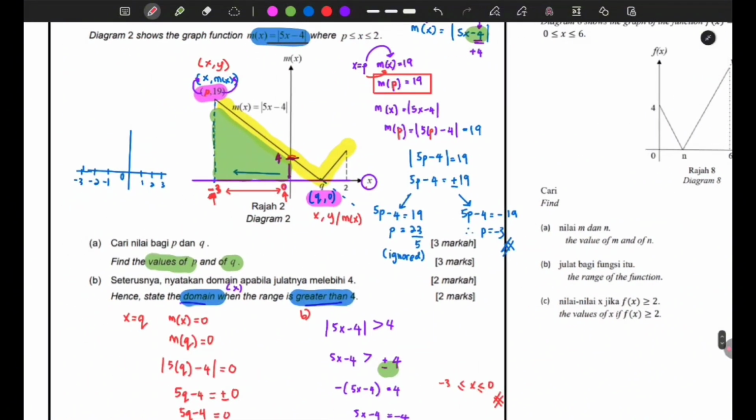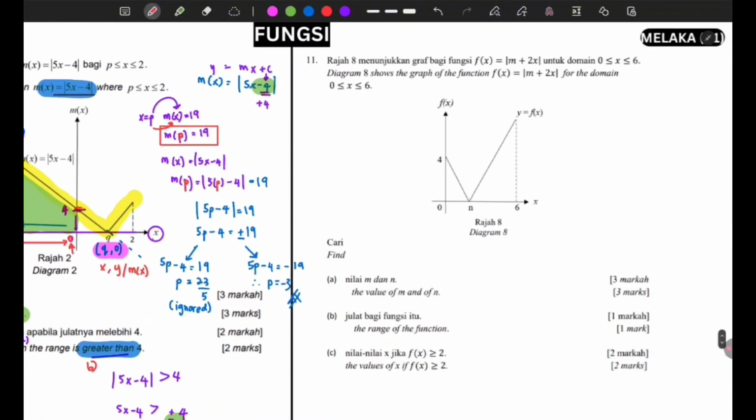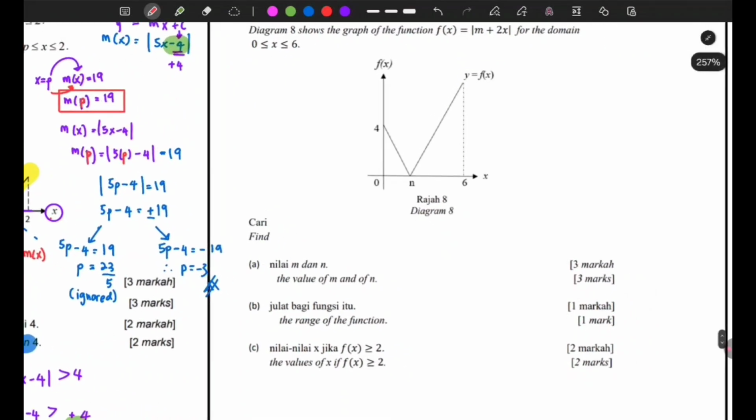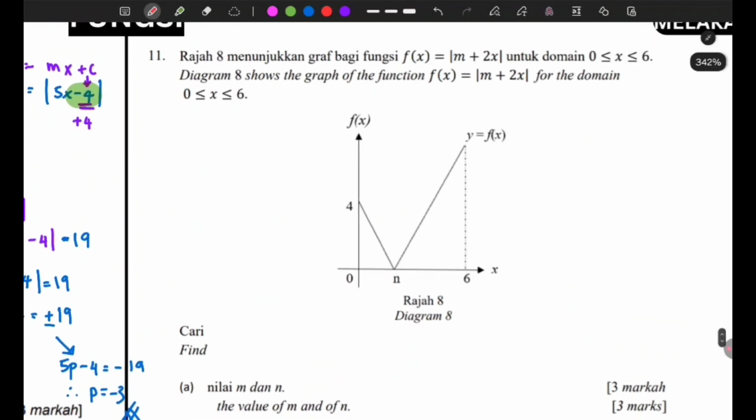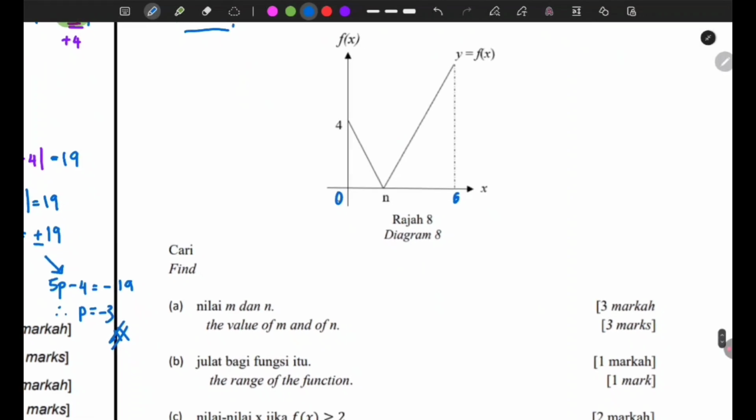So let's focus on the next part, which is the next question, Malacca paper. They give us a diagram that shows the graph of the function f(x) = m + 2x for the domain. They give us the range of the domain, the x value, which is from 0 to 6. It also has a modulus. Find the value of m and n.